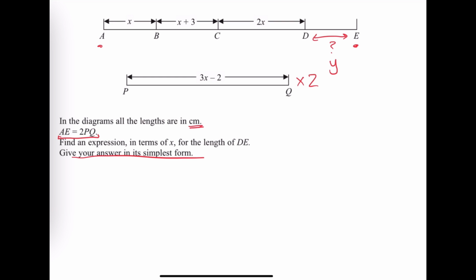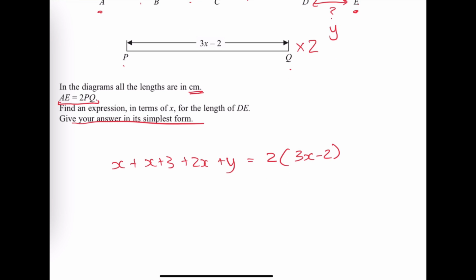So AE is the same as x plus 3 plus 2x plus y. I'm just adding every single one of these so that it can equal, and that's the same as 2 times PQ, so it's 2 times 3x minus 2. Now we're just going to try and simplify as much as possible. We'll get all of the x's together, so that's the same as 4x. There is only 3 plus y. And then now we're going to expand this, so it will be 6x minus 4.